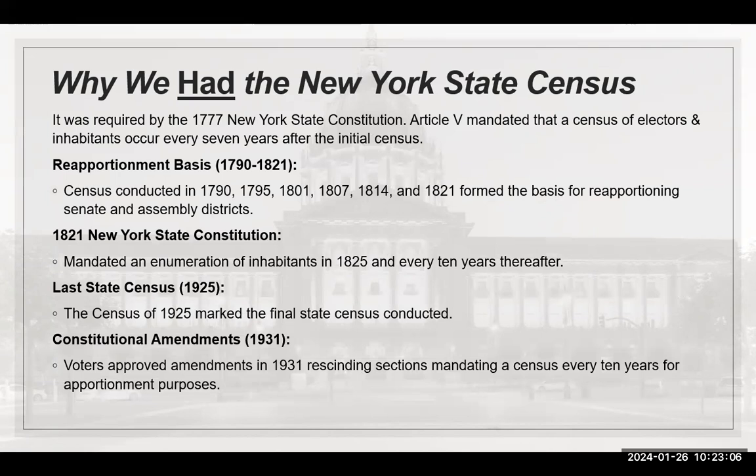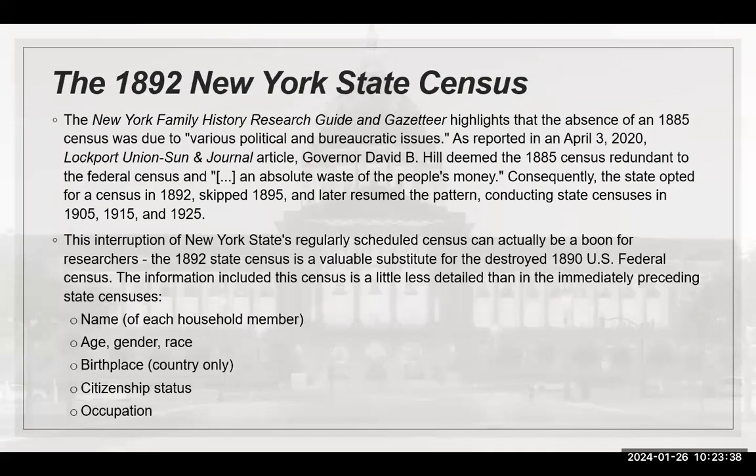The 1821 New York State Constitution mandated an enumeration of inhabitants in 1825 and every 10 years thereafter. The last state census was 1925. The census of 1925 marked the final state census conducted because of a constitutional amendment that occurred in 1931. And that was voters approved amendments in 1931, rescinding sections mandating a census every 10 years for apportionment purposes.